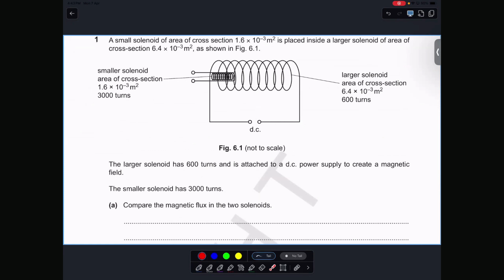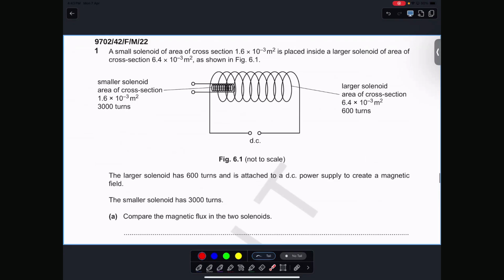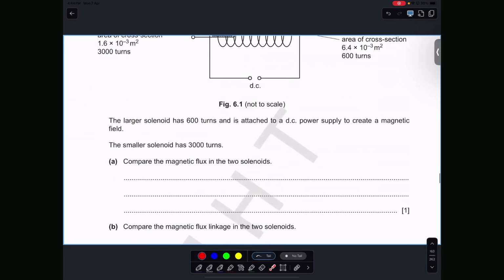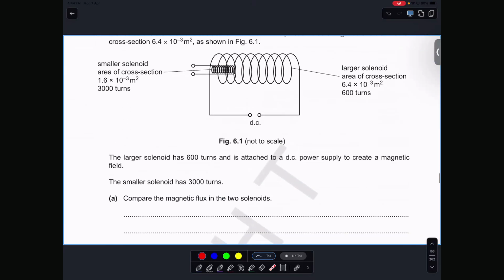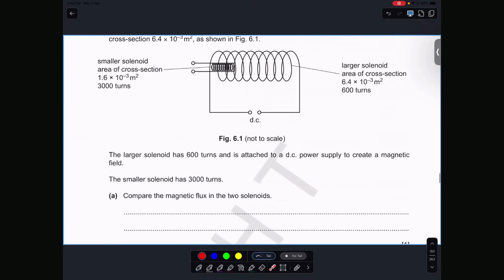All right, let's have a look. It says a small solenoid of cross-sectional area this is placed in a larger solenoid of area that. Compare the magnetic flux in the two solenoids. What should the answer be? Larger in the bigger one.